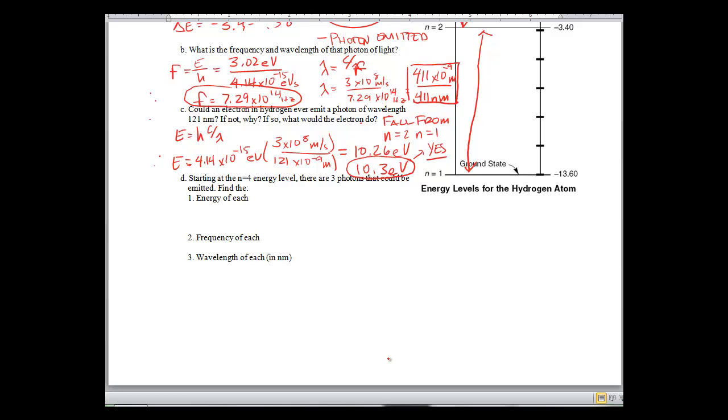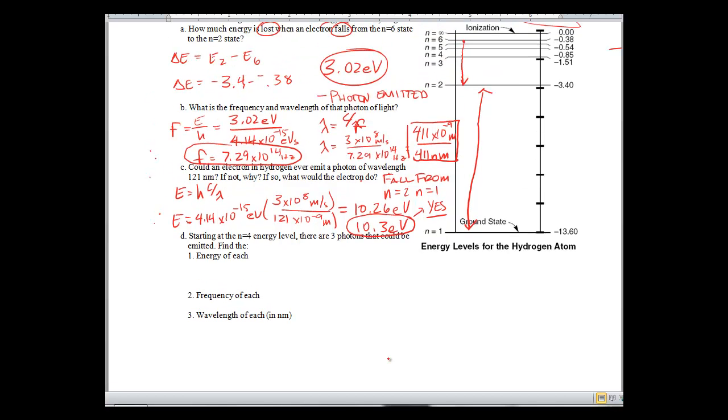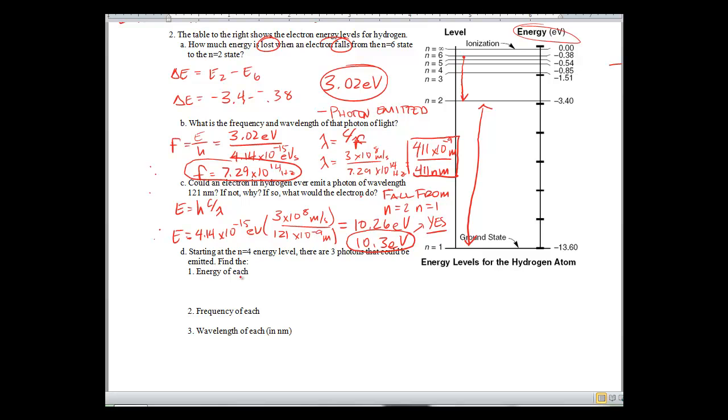So, starting at the n equals 4 level, if we just stay there, there are 3 photons that could be emitted. So the first one, second one, and the third one. So we're going to go from n equals 4 to n equals 3, from n equals 4 to n equals 2, and from n equals 4 all the way down to n equals 1. And we're going to take the difference between the n equals 4 energy, 0.85, and all the energies below it.